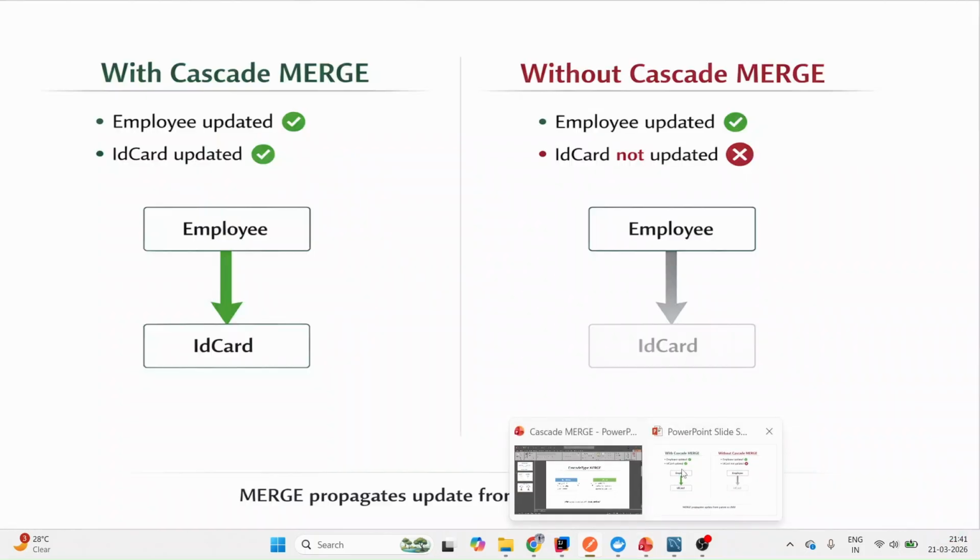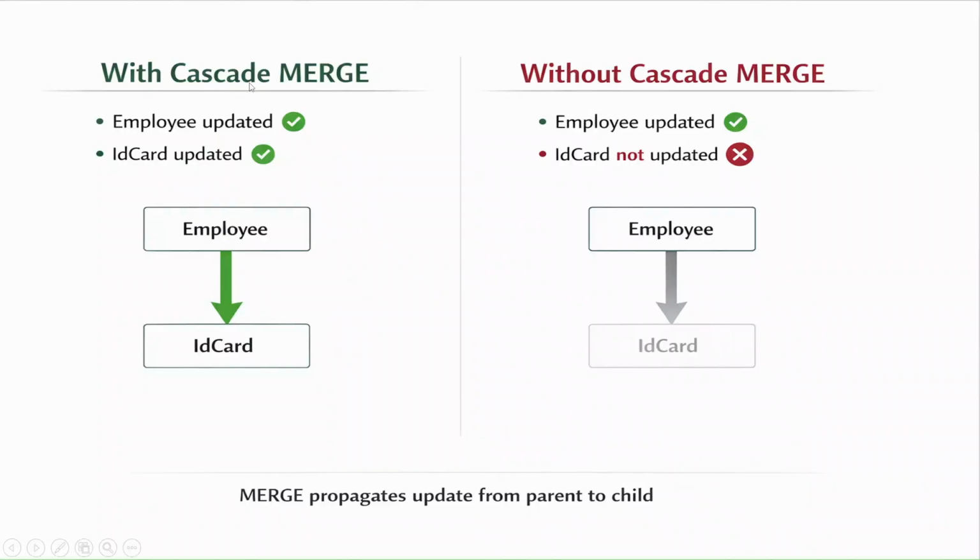So we have tried the example when the cascade type merge is available. So when the cascade type merge is available, it updates the child entity as well. Meaning when I update the employee entity, it updates the ID card as well. But now let's see the example when there is no cascade type merge. And guess what? At that time, when I update the employee, ID card is not going to update. So let's try that.